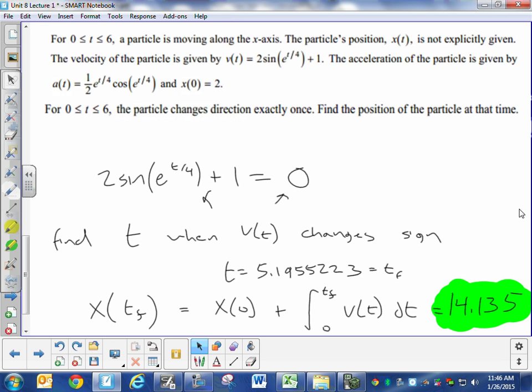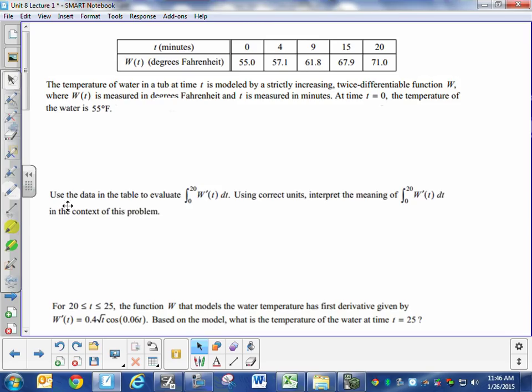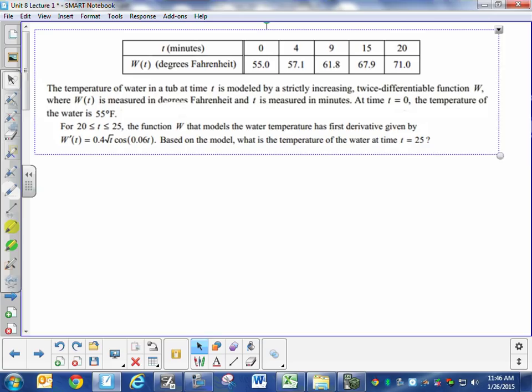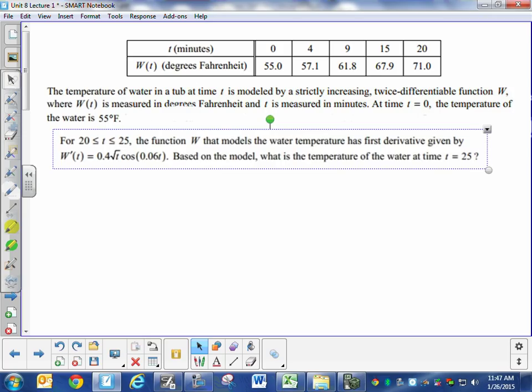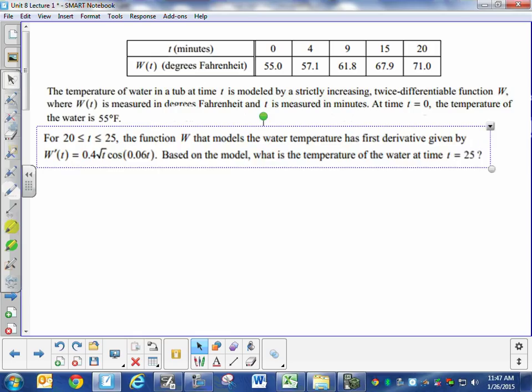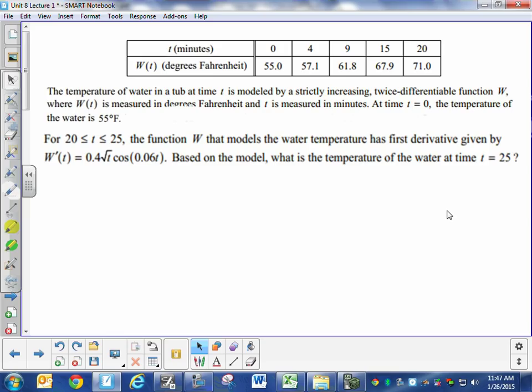Let's go and do this problem. This data should look familiar to you. You already did a part of this free response question from a past AP exam. This is another part of that same free response question from that same AP exam. Okay, I'll let you read the question and let you do it yourself.